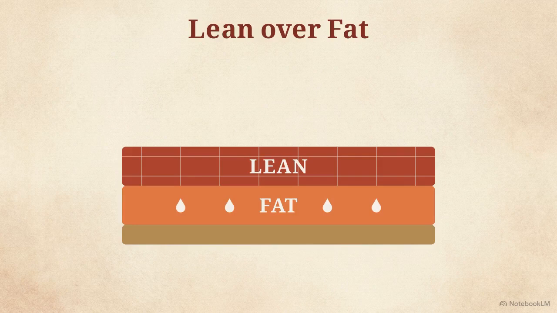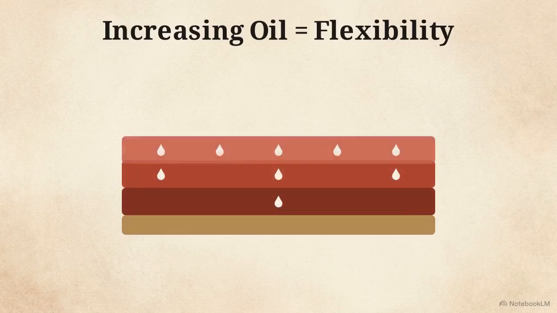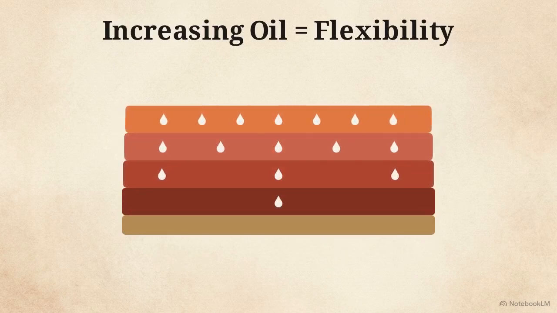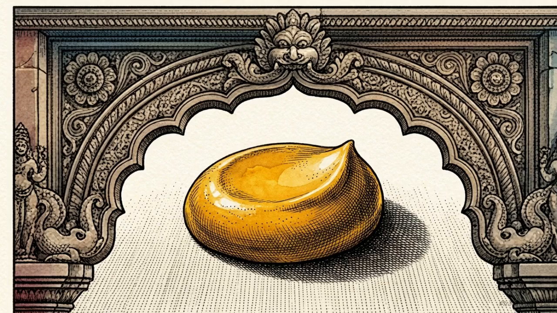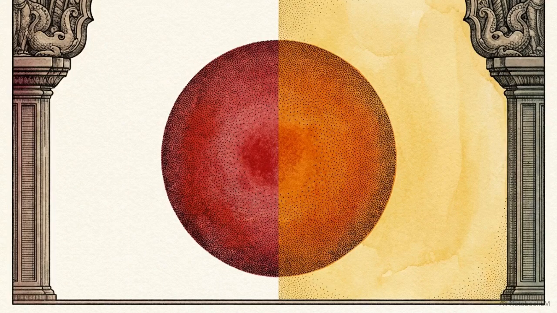A fast-drying lean layer placed over a slow-drying fat layer will severely crack. Each successive layer must contain a higher ratio of oil to remain flexible. Once chemical stability is achieved, artists manipulate the physical texture. They can use impasto, applying highly concentrated thick layers to build physical ridges that catch ambient light. Or they can use glazing, applying incredibly thin, translucent layers of medium that act like colored cellophane over underlying shapes.